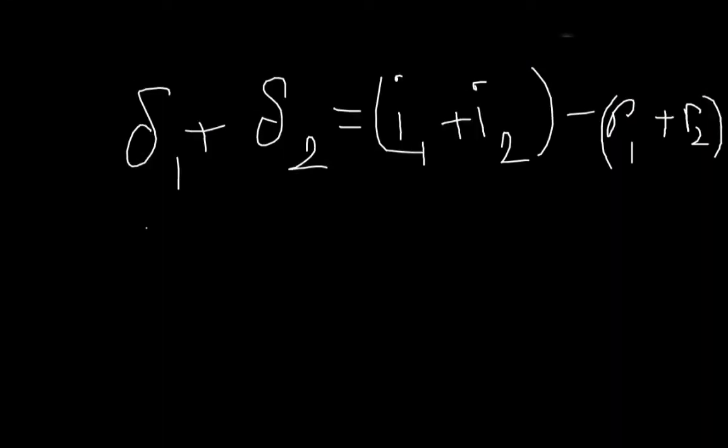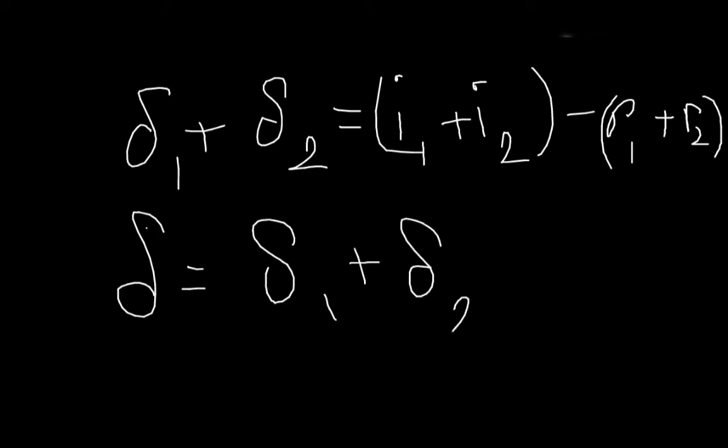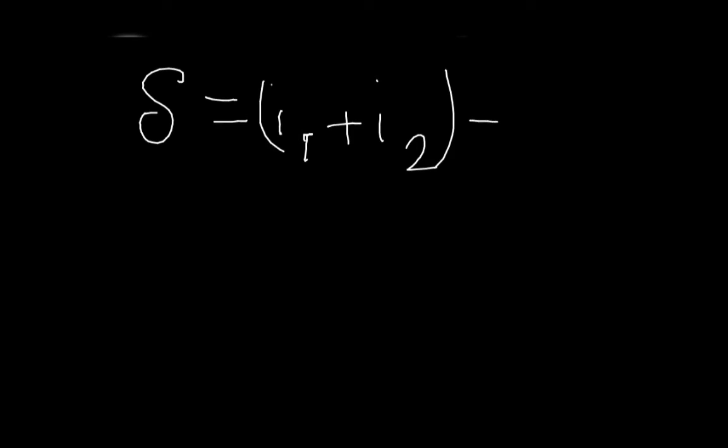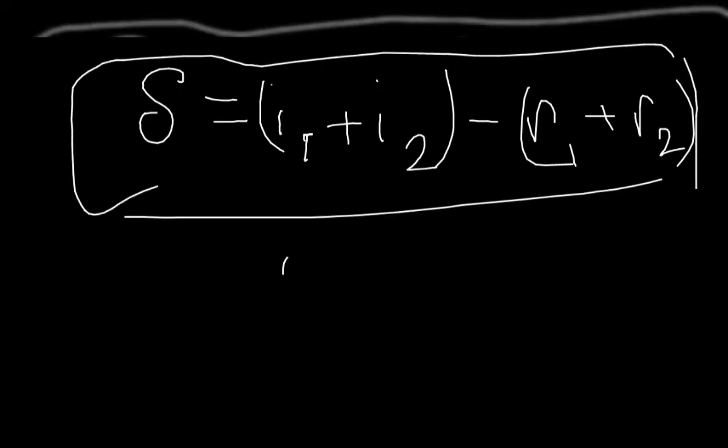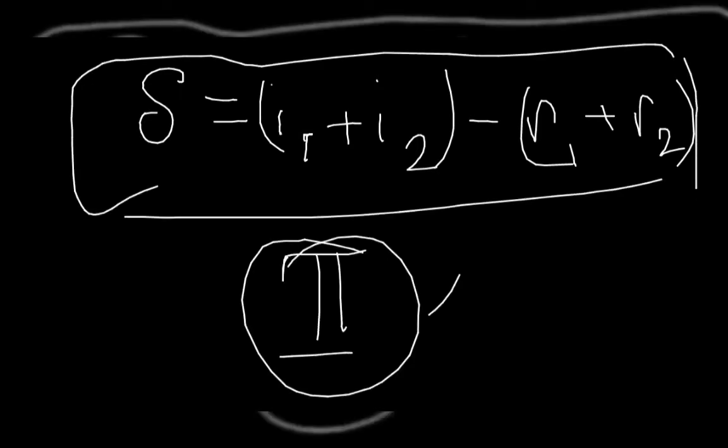So now I can say delta is nothing but delta 1 plus delta 2. So I can write from that, delta is equal to I1 plus I2 minus R1 plus R2. This is my second breakthrough, my second most important point. These two points are the basis of my proof.